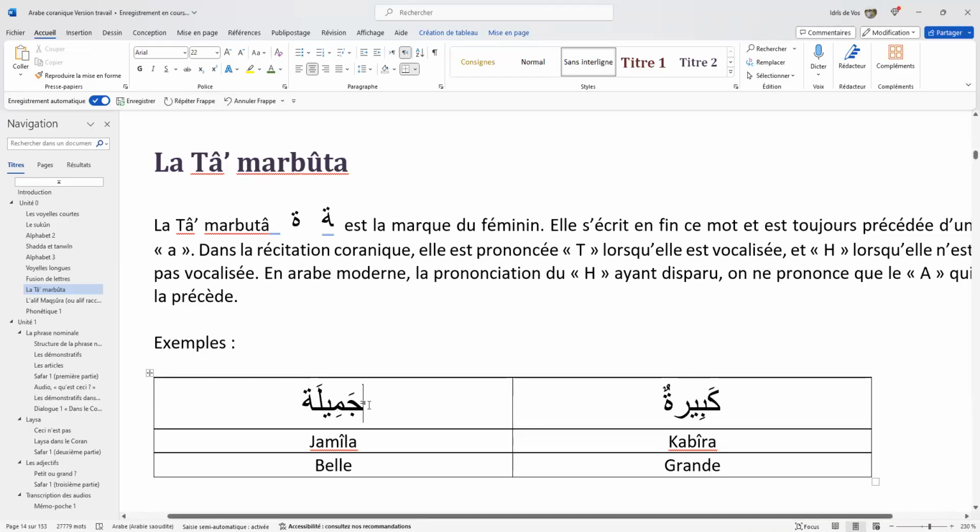This is true in the Qur'an when you recite the Qur'an. You don't pronounce the final vowels at the end of the sentences. So that's the story of the ta marbuta.